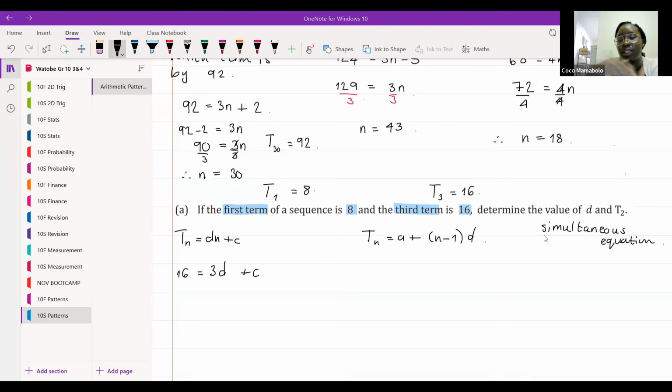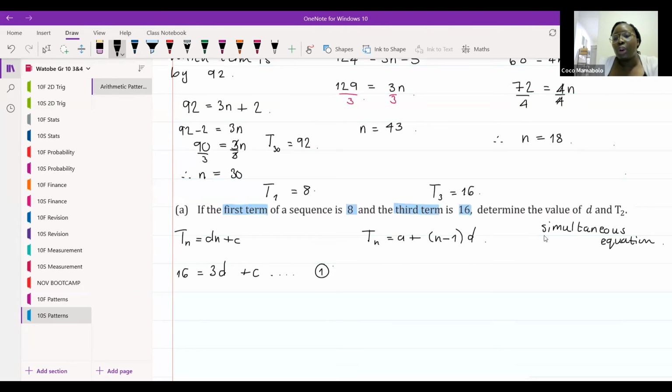Because X multiplied by 3 is just the same as 3X. D multiplied by 3 is the same as 3D. Not making a difference. Good. We're going to name this equation 1. Okay. Now, immediately underneath it, guys, make sure that you're keeping the same format.